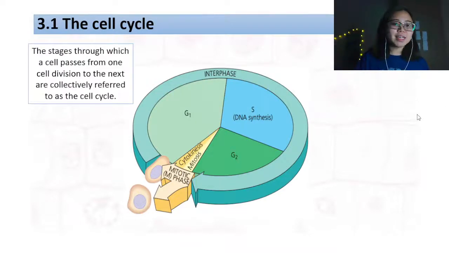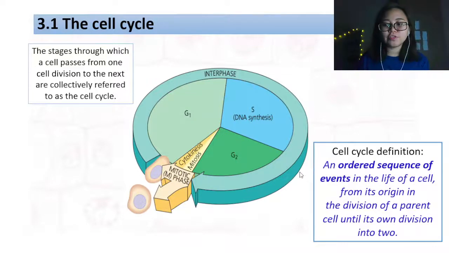And you can see the stages through which a cell passes from one cell division to the next are collectively referred to as the cell cycle. Daripada dia terhasil, hasil daripada mitosis misalnya, sampailah dia sendiri pun melaksanakan mitosis, satu kitaran itu kita panggil sebagai cell cycle. So the proper definition for cell cycle is this. Ini definisi dia ya. An ordered sequence of events in the life of a cell, from its origin in the division of a parent cell until its own division into two cells.